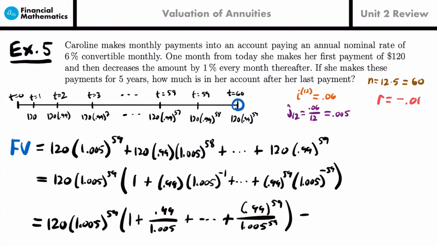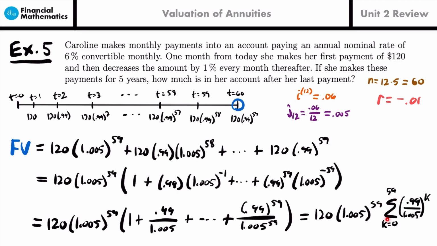So here's how we'd rewrite that as a geometric series. We'd have 120 times 1.005 to the power of 59 times the sum from k equals 0 to 59 of 0.99 divided by 1.005 to the power of k.